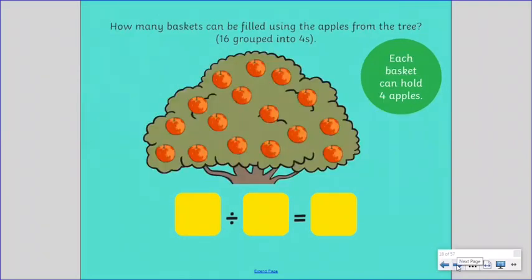So, how many baskets can be filled using the apples from the tree? Each basket can hold 4 apples. Okay, so create the number sentence first. Our first number, if you remember, is the total number of objects. So count up the apples. How many are there in total?